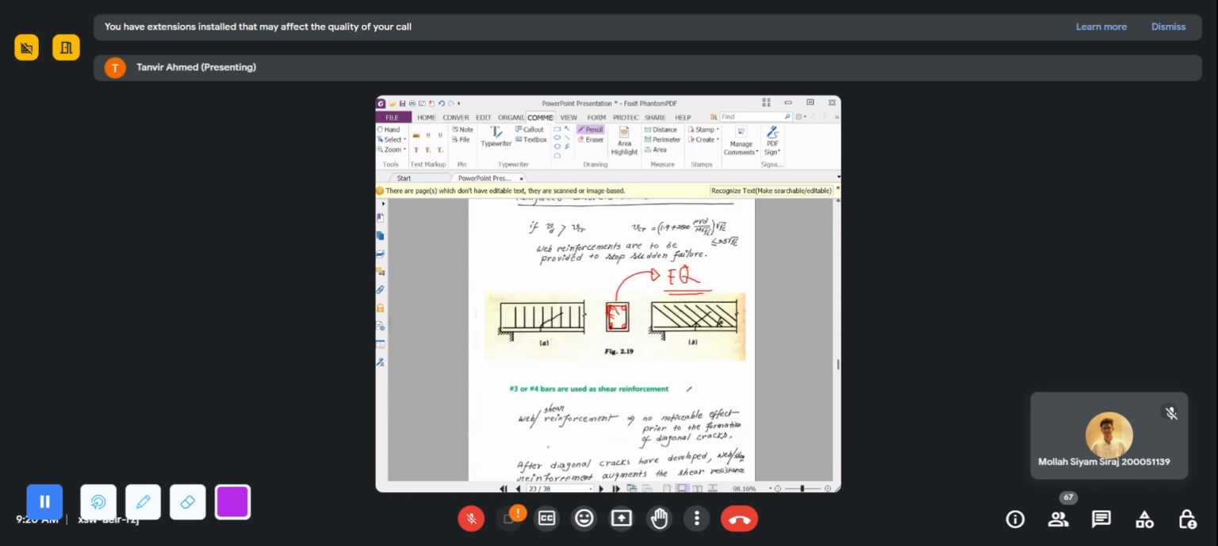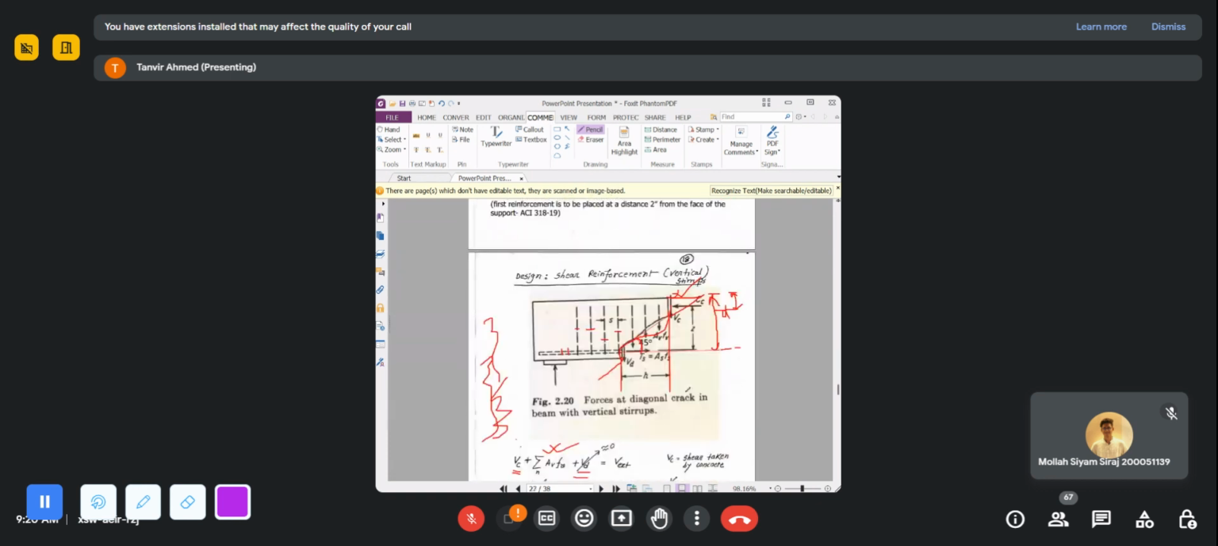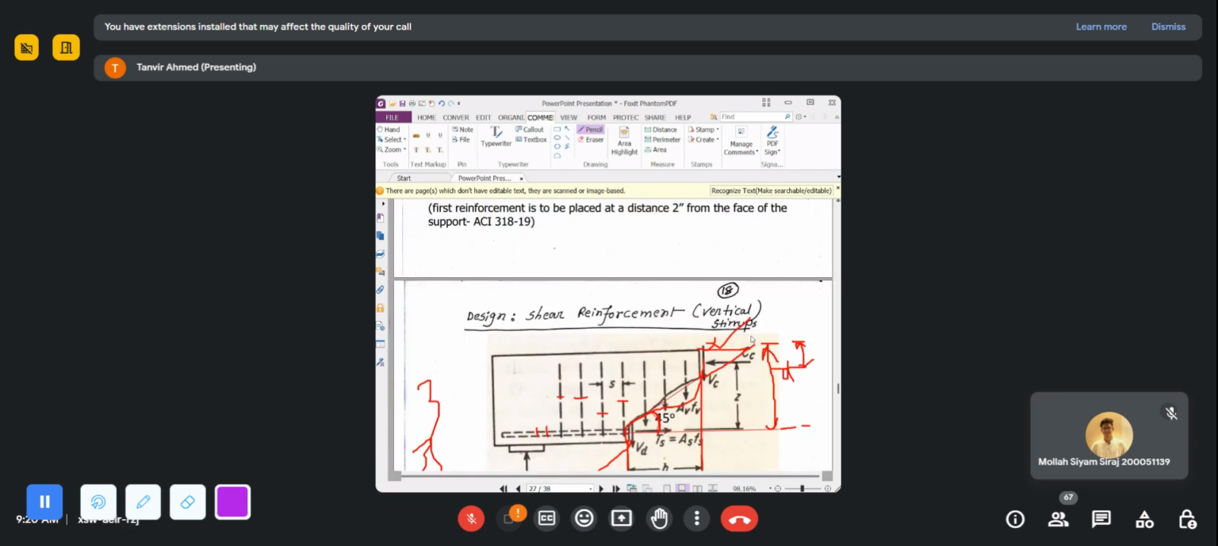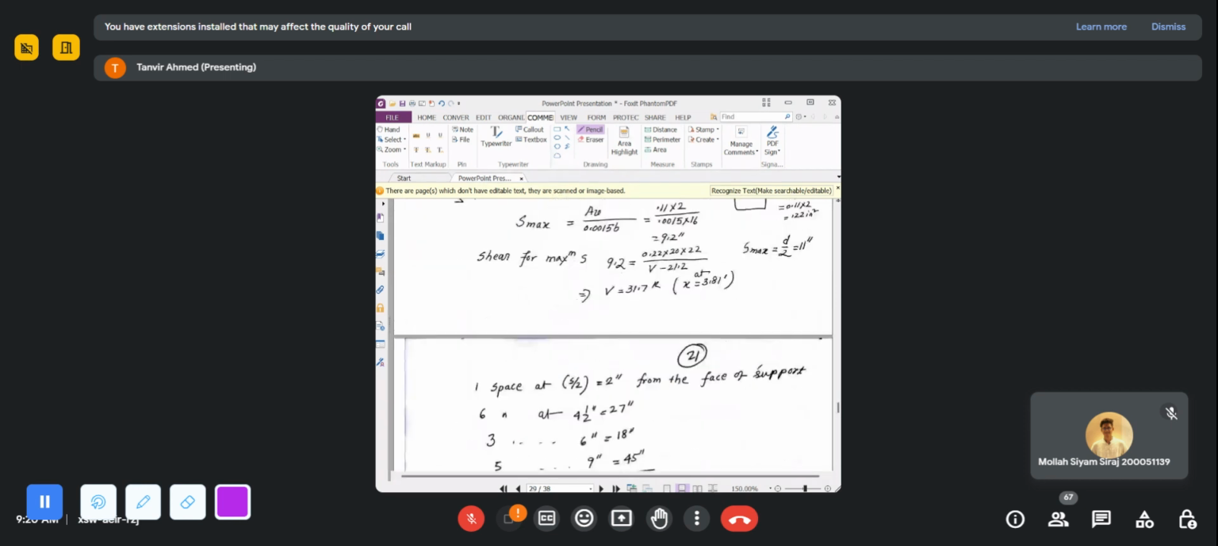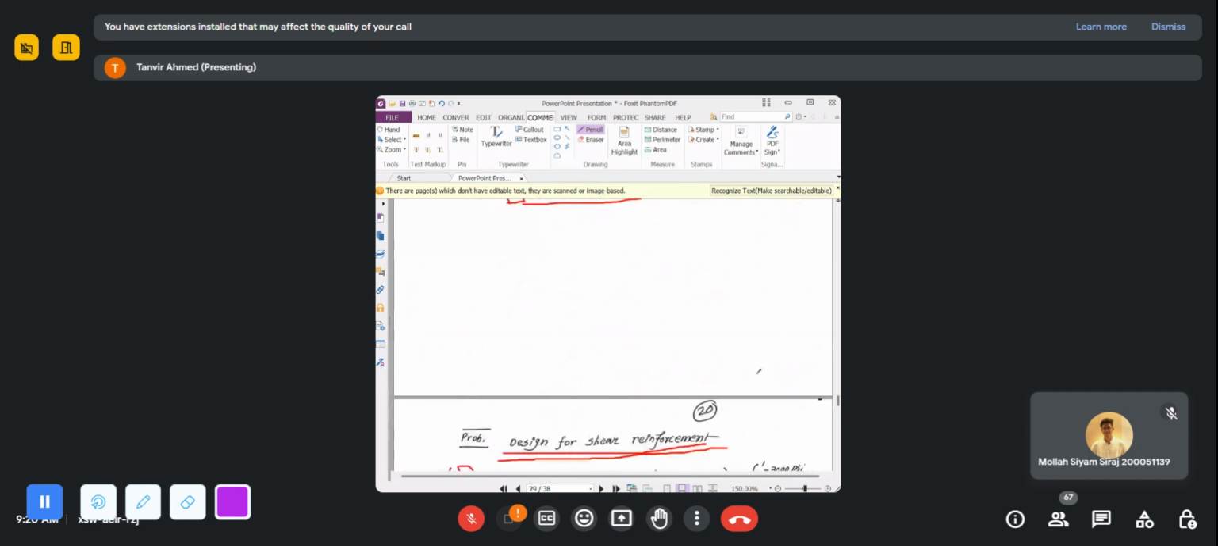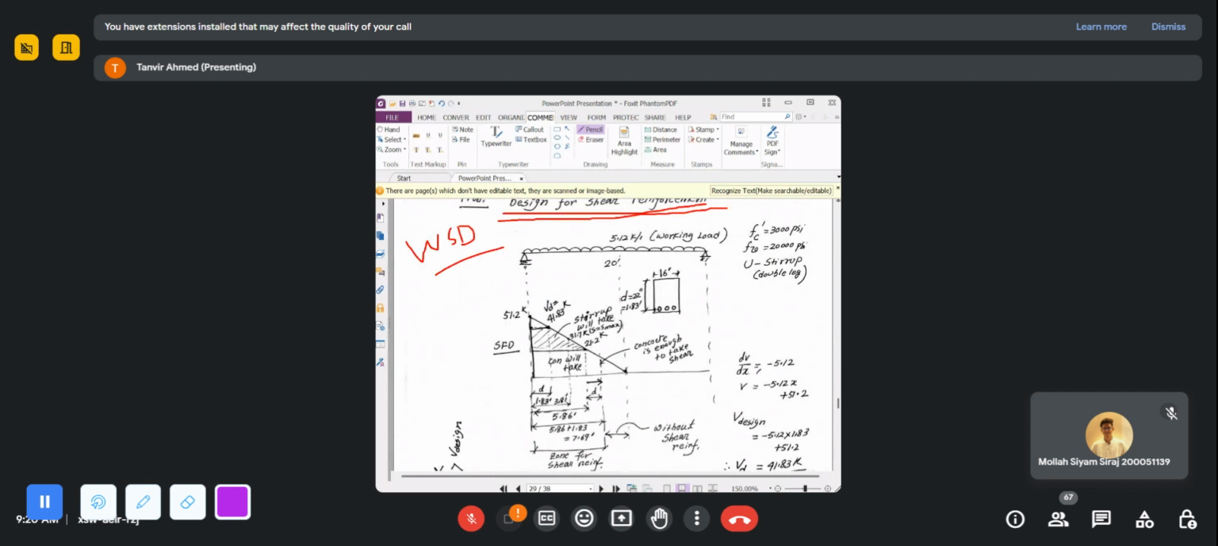So in the beginning, you check the same thing. You don't need to design the shear reinforcement first; you will check whether your concrete is sufficient for taking the shear or not. If the concrete is not sufficient, then obviously you will go for the shear reinforcement design of the beam. So here as well, we will calculate the design shear force first.